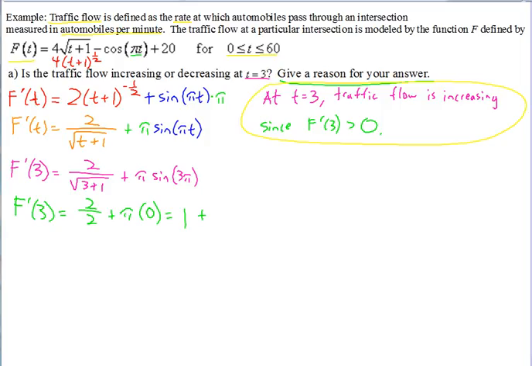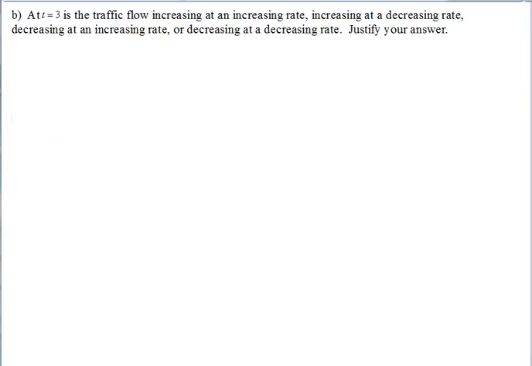And in part B it says, at time 3 is the traffic flow increasing at an increasing rate, increasing at a decreasing rate, decreasing at an increasing rate, or decreasing at a decreasing rate. Well, we already know it's increasing, based on part A, so we know it's not decreasing at a decreasing rate or decreasing at an increasing rate. So we just need to know if the rate itself is increasing or decreasing. So that would come from the second derivative.